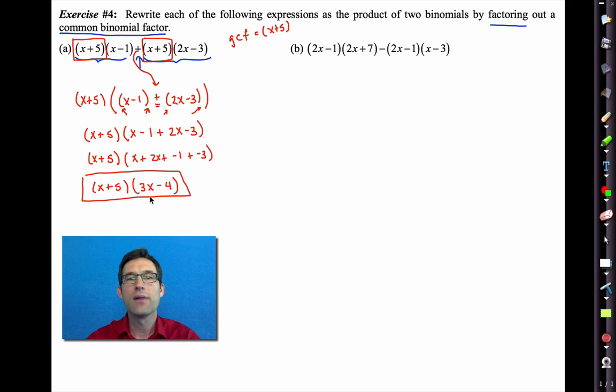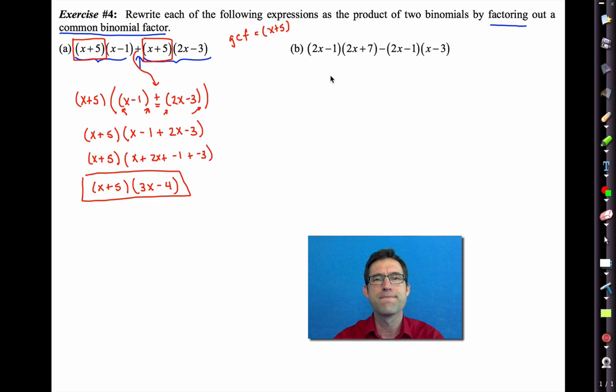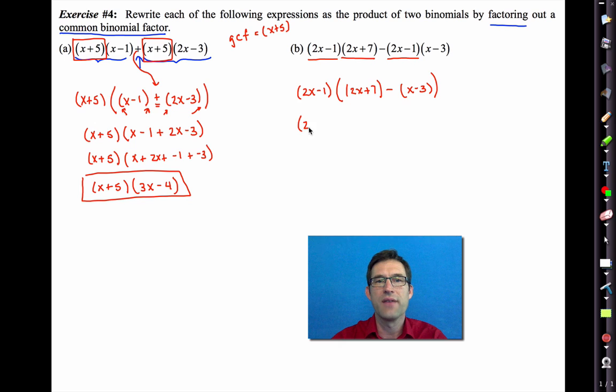Now letter B is amazingly more fraught with the possibility of error. Let's take a look at why. Normally I'd say, hey, pause the video now and take a shot at it. But there's something here that's particularly tricky. Now the first part of the problem, we see this common 2x minus 1. Same deal. We have 2x plus 7 minus x minus 3. So again, that 2x minus 1 is just going to hang out. But now it's a little bit more difficult.